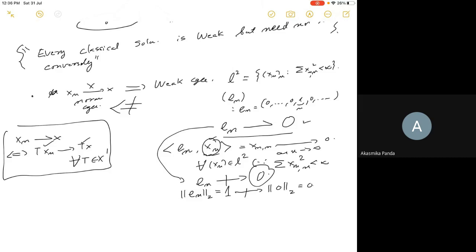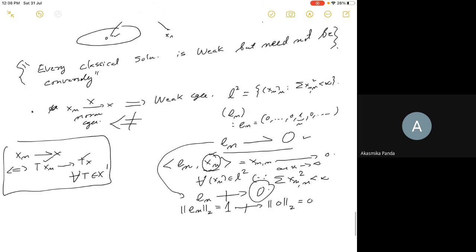The moment you venture out into the notion of weak convergence, you may fail to find a classical solution. You may. I'm not saying you will, but I'm saying you may. This is the underlying property which actually establishes this sentence in the inverted commas.